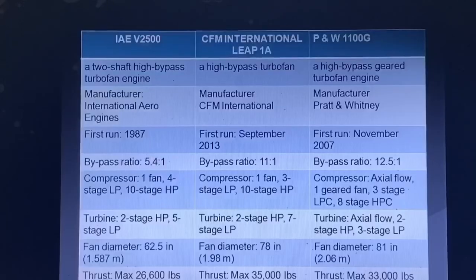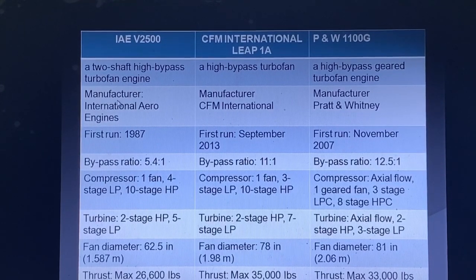So let us start discussing the specifications of the types of engines: IAE V2500, CFM International Leap 1A and Pratt & Whitney 110G engines. As you can see, the IAE V2500 engine is a two shaft high bypass turbofan engine. CFM is a high bypass turbofan engine. And Pratt & Whitney is a high bypass geared turbofan engine. In this engine, the fan is geared using the FDGS, fan drive gear system.